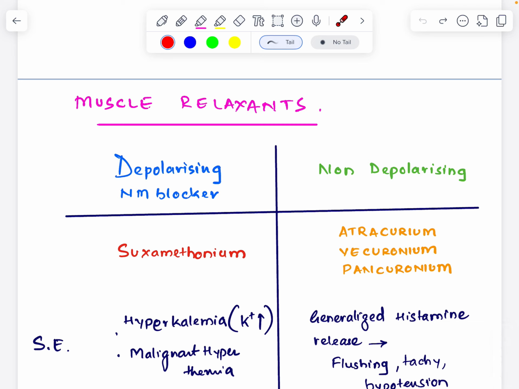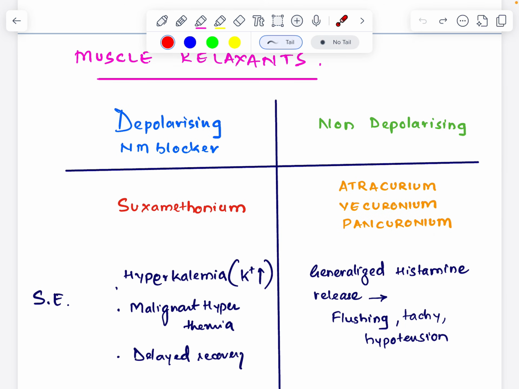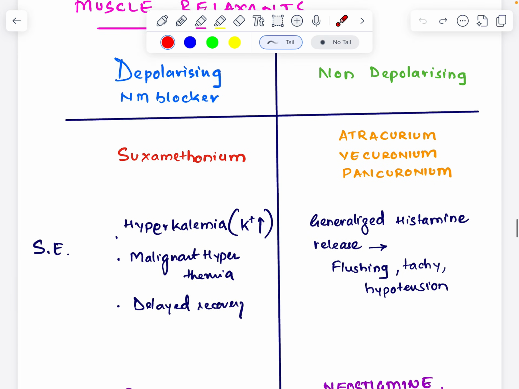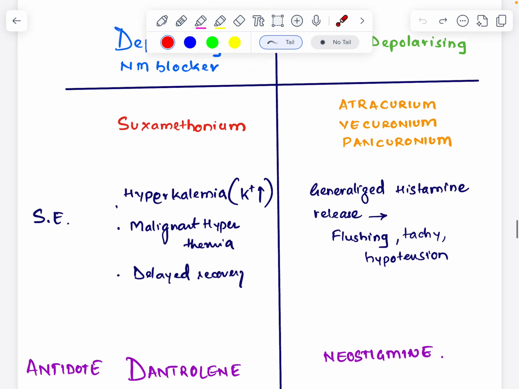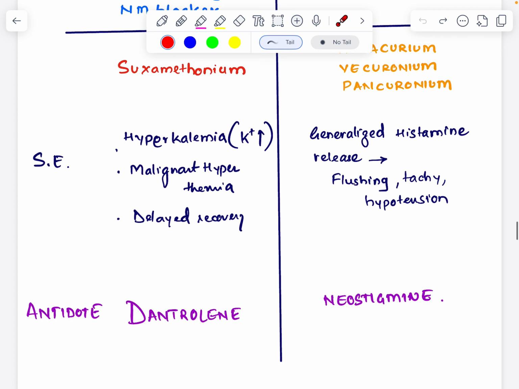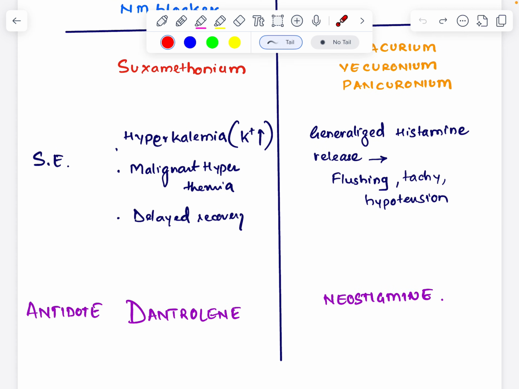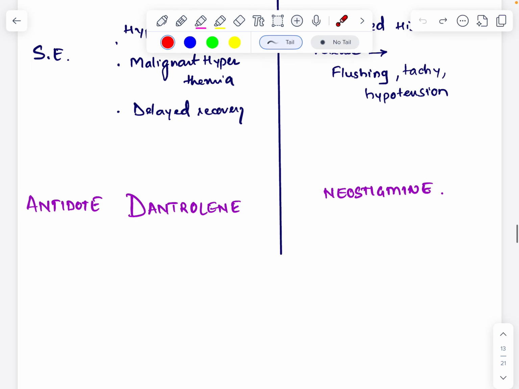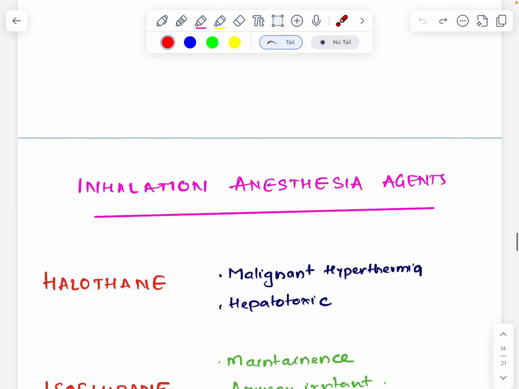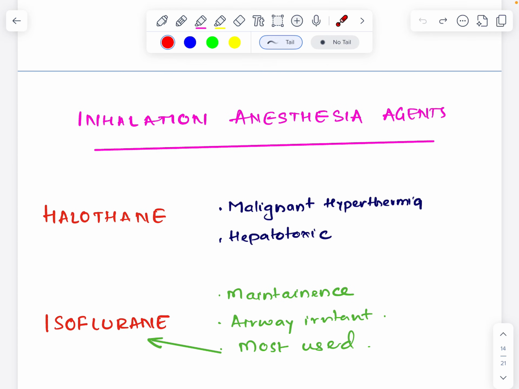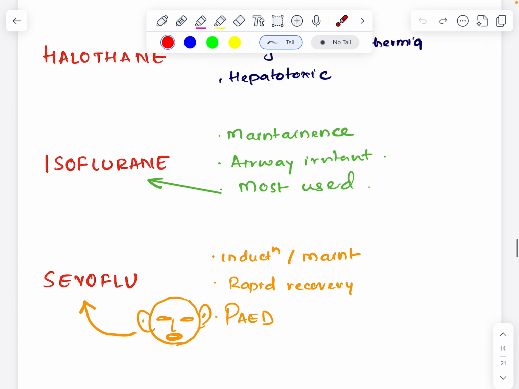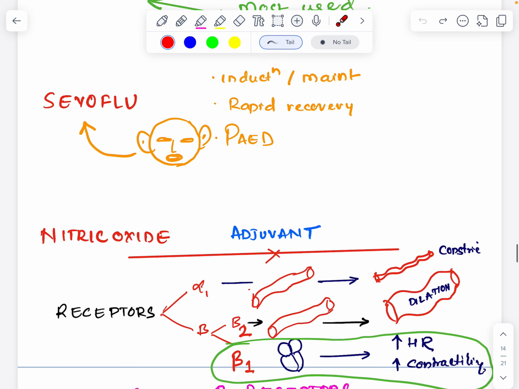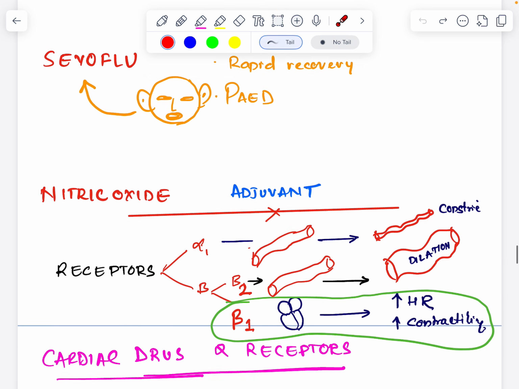What are the muscle relaxants? Depolarizing muscle relaxant is suxamethonium; non-depolarizing are atracurium, vecuronium. Histamine release is more with atracurium. Suxamethonium causes hyperkalemia, malignant hyperthermia, delayed recovery. Antidote is dantrolene for malignant hyperthermia and neostigmine for reversal of atracurium and all that. Inhalation anesthetic agents: halothane causes malignant hyperthermia and is hepatotoxic; isoflurane maintains; sevoflurane for children. Nitrous oxide is an adjunct.